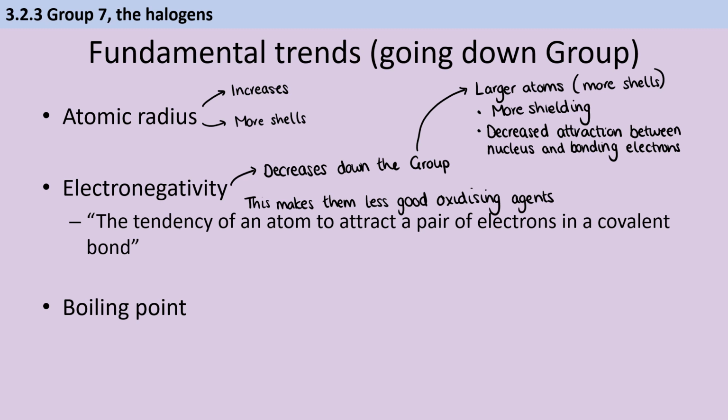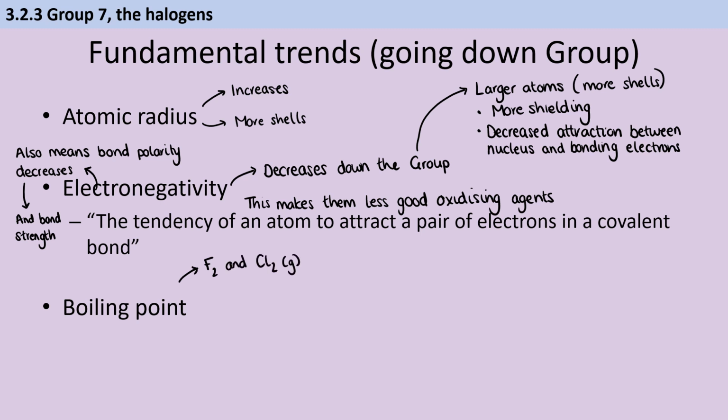And this is really important. You need to be talking about the bonding electrons, not just outer shell electrons in general, because electronegativity is about attracting electrons that are in a covalent bond. This also means that the bond polarity decreases as you go down the group, so we know that when fluorine bonds, it makes very polar bonds often, and also this is going to mean that the bond strength also changes.